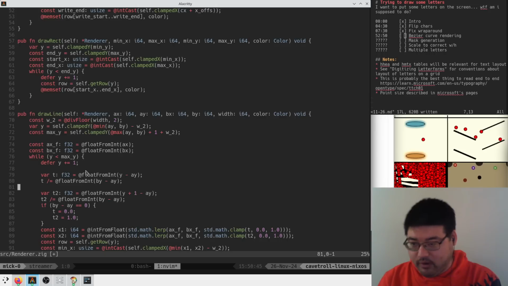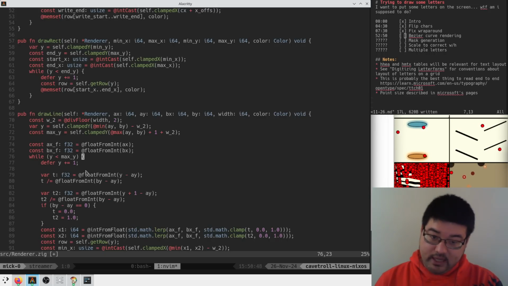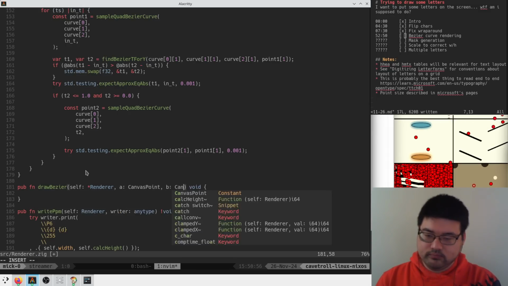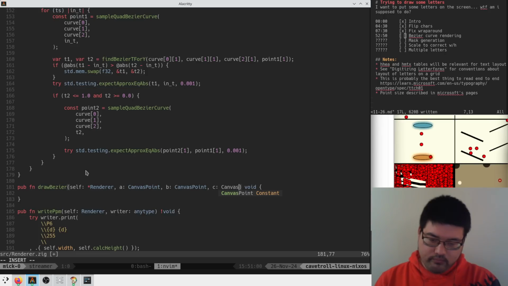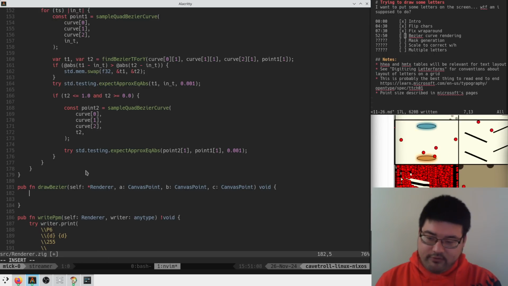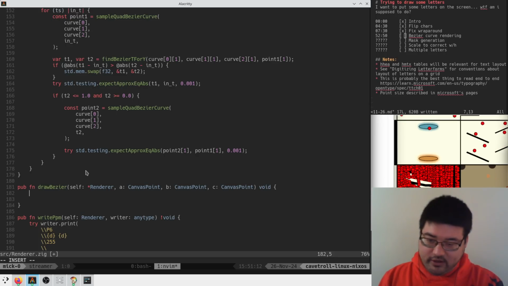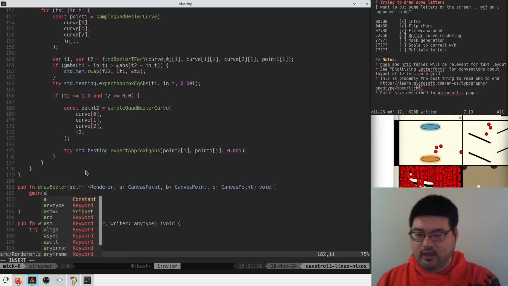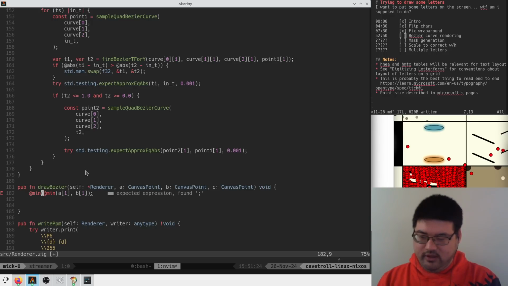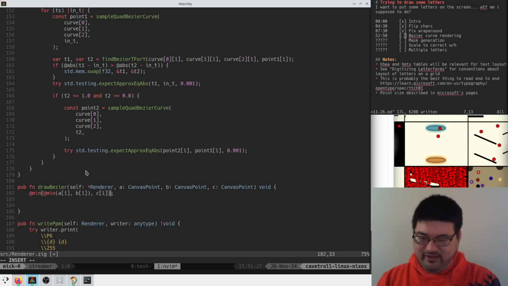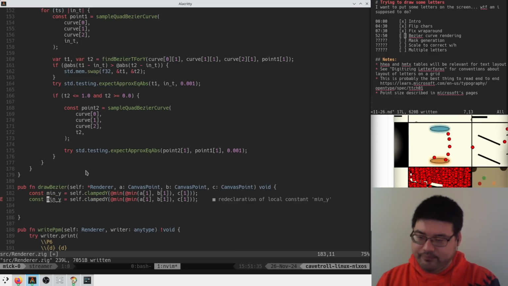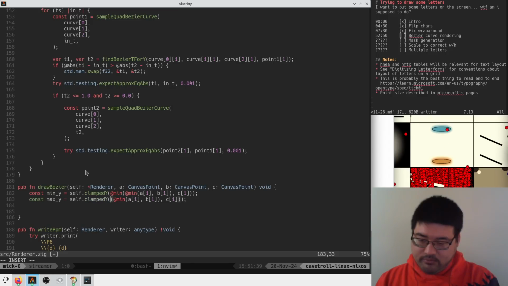So this is going to look very similar to drawing a line, probably, where we're going to take in some positions, like this. And we are going to iterate from the minimum to maximum y value of all of these. So we're going to say min of a1, b1, minned with c1. This is going to be the min y, and then probably we want to clamp this to the canvas. Max is going to be the same thing, but with maxes.